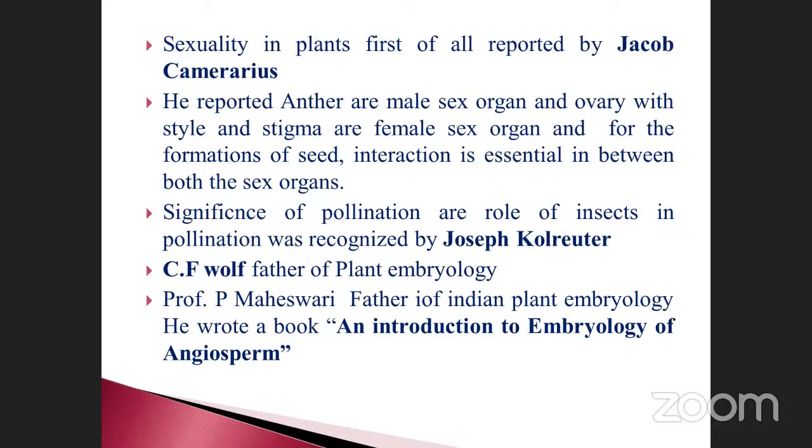Sexuality in plants was first reported by Jacob Camerarius. He reported that the anther is the male sex organ, and the ovary with the style and stigma are the female sex organ. That means the male sex organ is the anther, and the female sex organ is the style, stigma and ovary. This was first reported by the scientist called Jacob Camerarius.